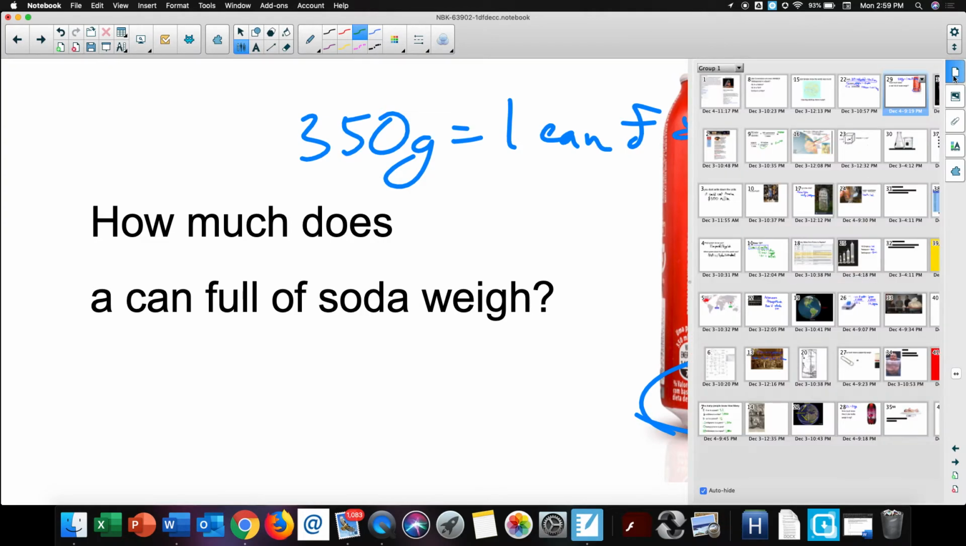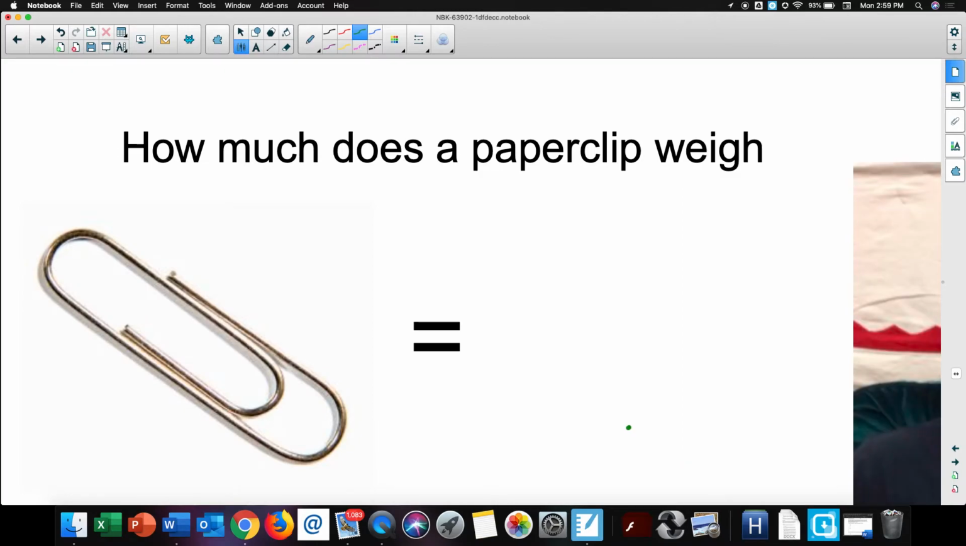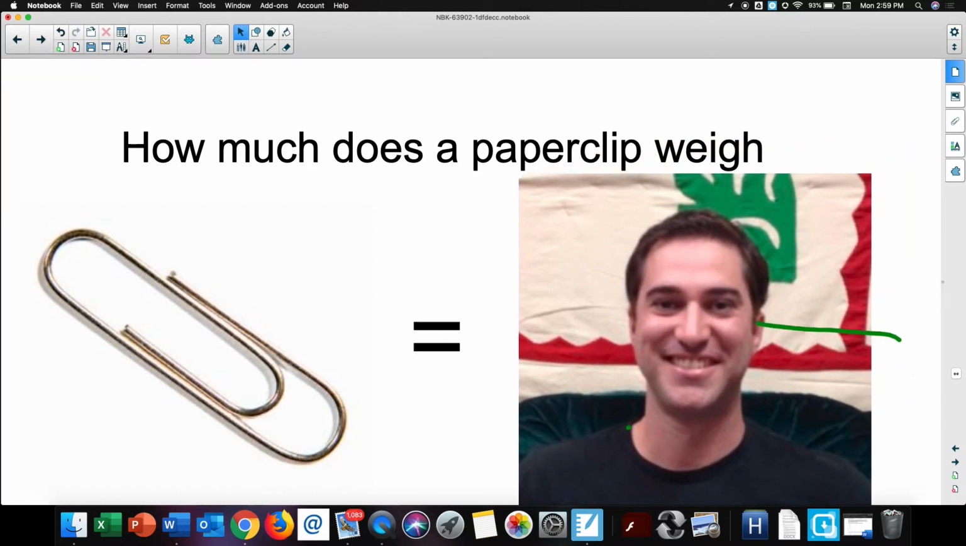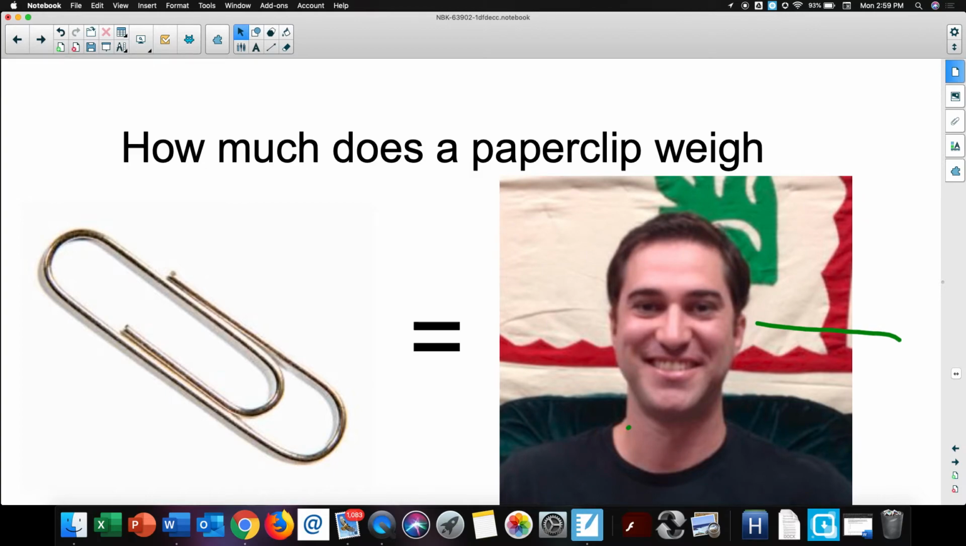One easy thing to say is how much does one paperclip weigh, approximately? Indeed, one paperclip weighs 1 gram. Just as a handy reference, one paperclip, 1 gram.